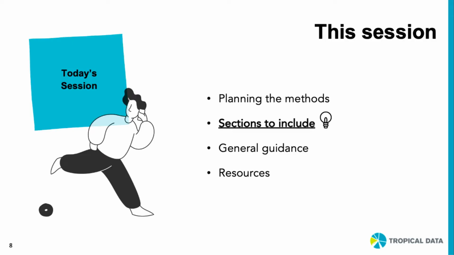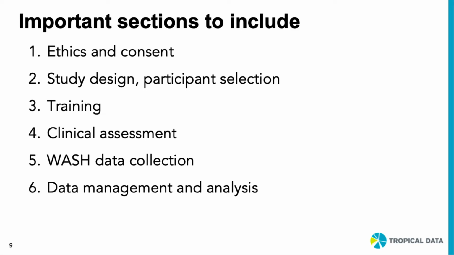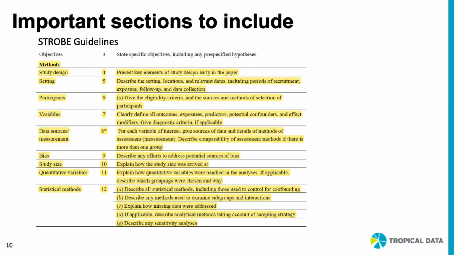We will now talk about which sections must be included in the methods section as per the STROBE checklist. The elements that are important to include within the methods section are ethics and consent, study design and participant selection, training, clinical assessment, WASH data collection, and data management and analysis. The STROBE guidelines recommend that within the methods you should outline study design, setting, participants, variables, data sources and measurement, bias, study site, quantitative variables, and statistical methods.